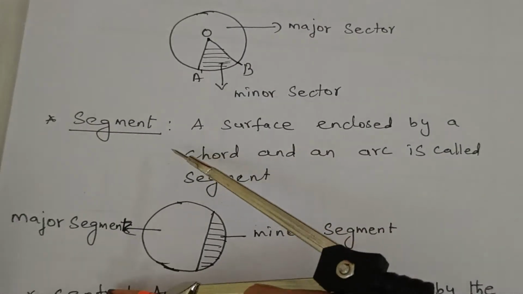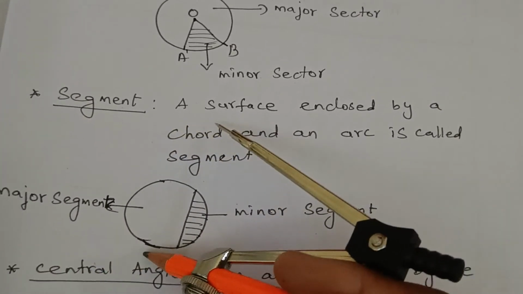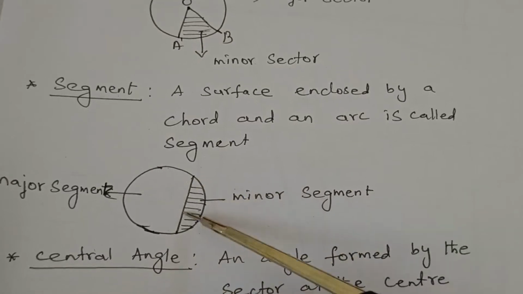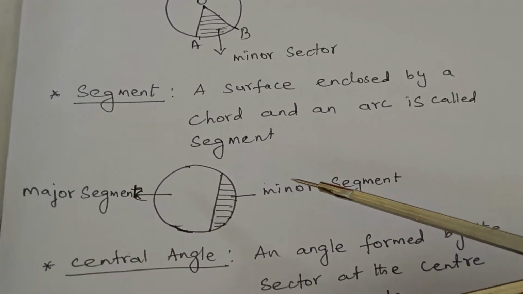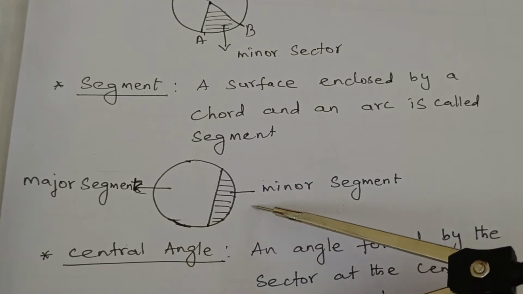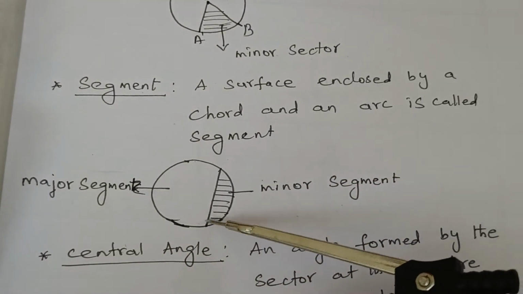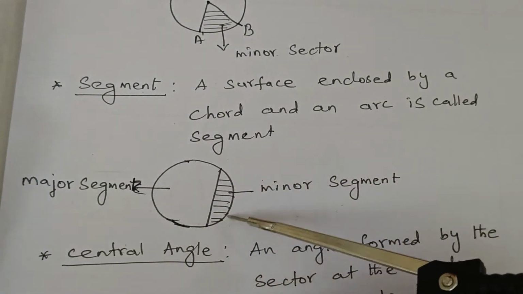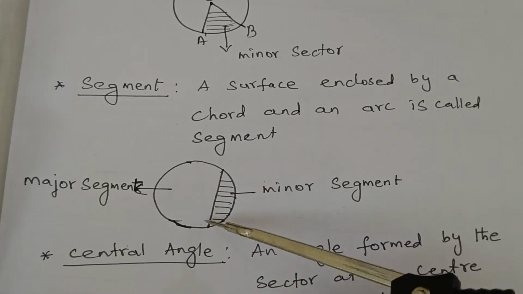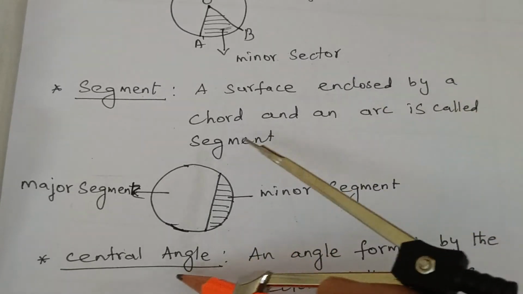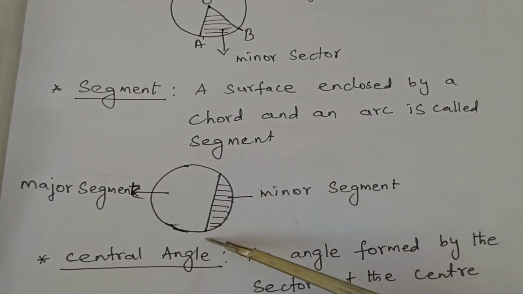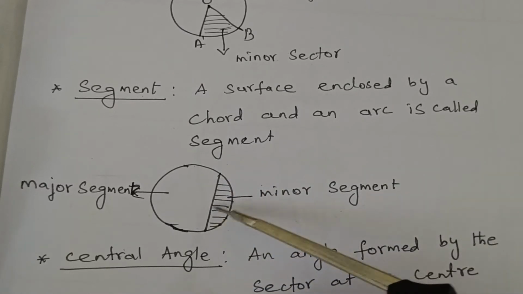Okay, same way, segment. What is the segment? It is the surface enclosed by a chord. We have a chord. So, enclosed by a chord and an arc. Again, what is this? This is called an arc. An arc and a chord. The surface enclosed by a chord and an arc. This is an arc, this is a chord, and this is the closed portion.